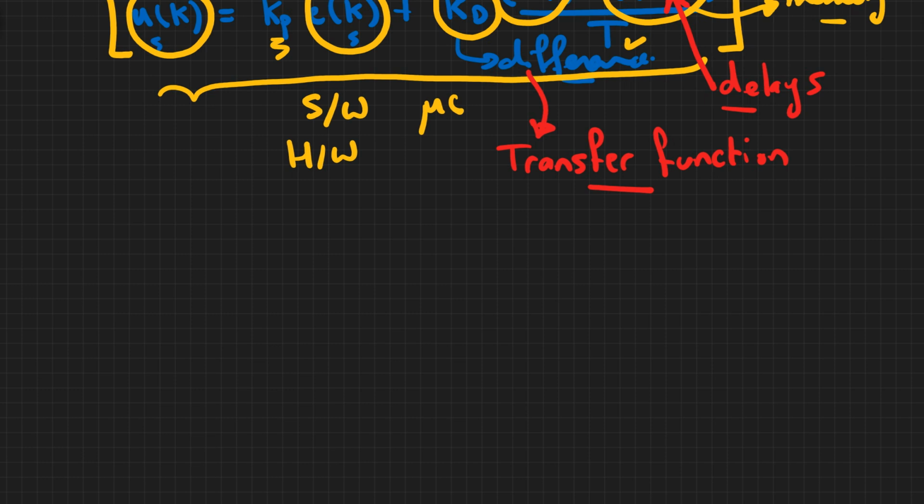One of the problems with the Laplace transform, which we use in continuous time systems as we know, is that it is not well suited for difference equations. For example, in this equation we have the term e of k minus 1. So this is a delay term.